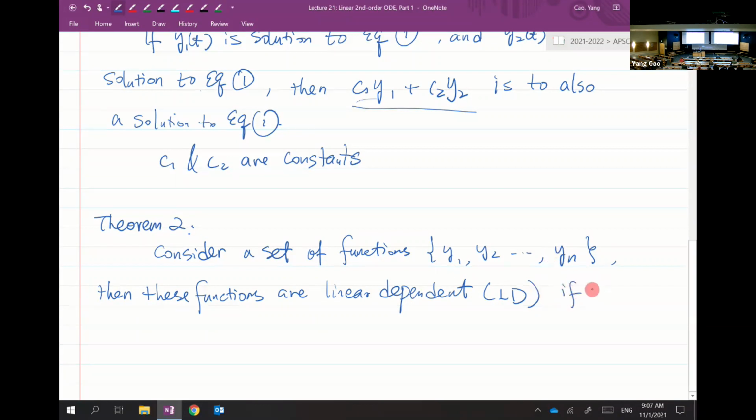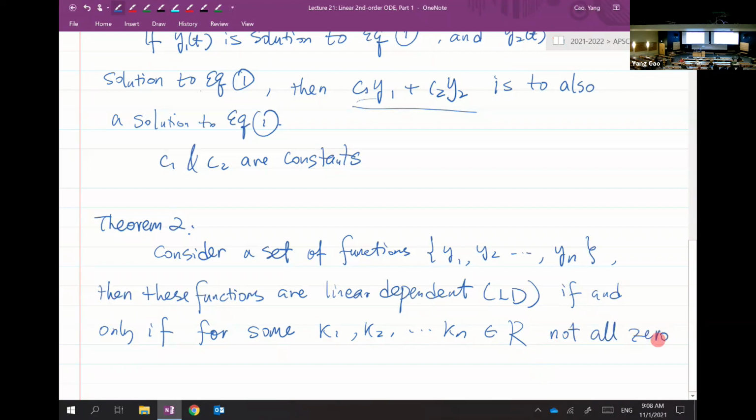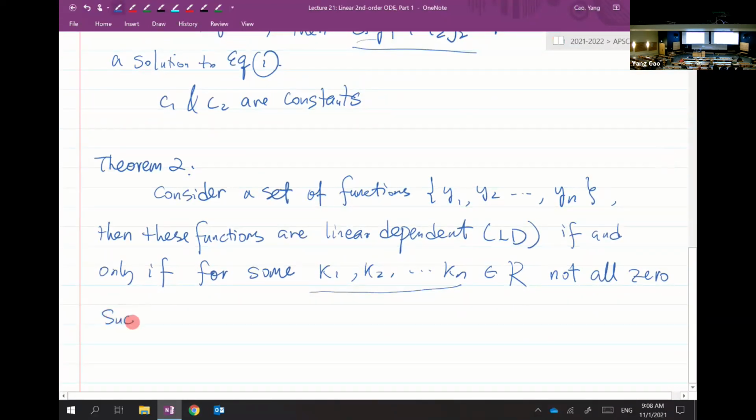The functions y1, y2, up to yn are linearly dependent if and only if for some k1, k2, up to kn, which belong to the set of real numbers, not all zero, the following expression is satisfied: k1 times y1 plus k2 times y2, up to kn times yn, equals 0. That's essentially theorem number 2.